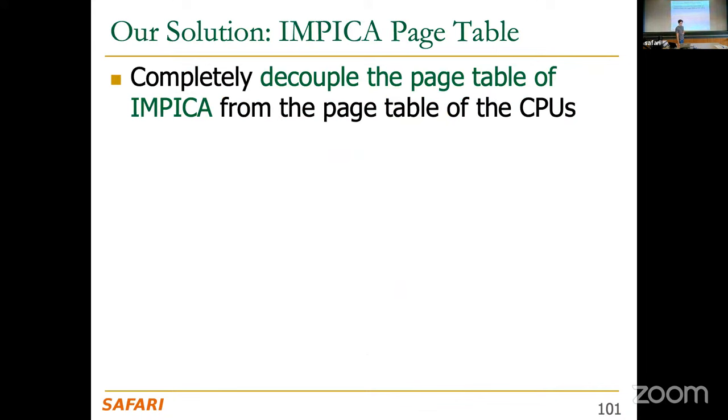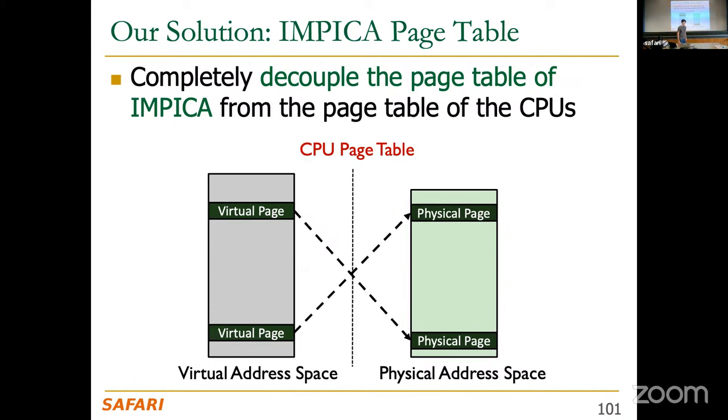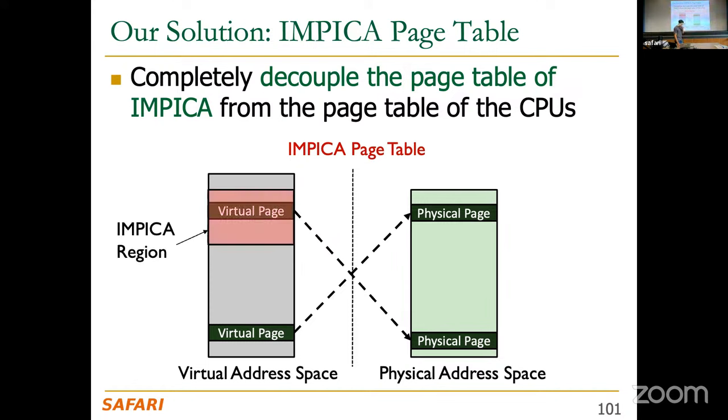So we also decouple the page table of IMPICA from the page table of the CPU. The CPU has a page table that connects the virtual address space to the physical address space, so that if a virtual page is here, the physical page is there, and the CPU page table tells us exactly where in the physical memory the pages reside. We're going to designate one region of the virtual address space that is going to be called the IMPICA region. That's the region of the entire virtual memory that is going to be used by the IMPICA accelerator.